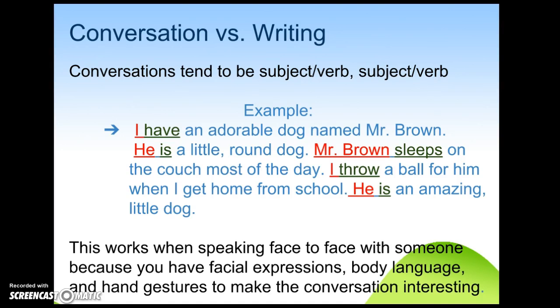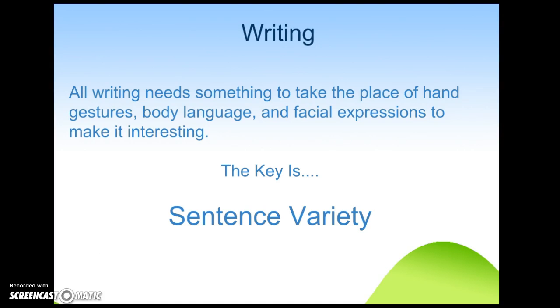This works when you're speaking with someone face to face because you have facial expressions or body language or hand gestures that make the conversation more interesting. You can change the tone of your voice, and that helps as well. However, in writing, you need something to take the place of those hand gestures, that vocal intonation, the facial expressions to make it interesting. So the key is using sentence variety.